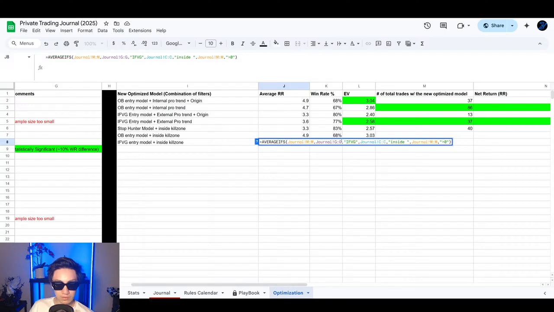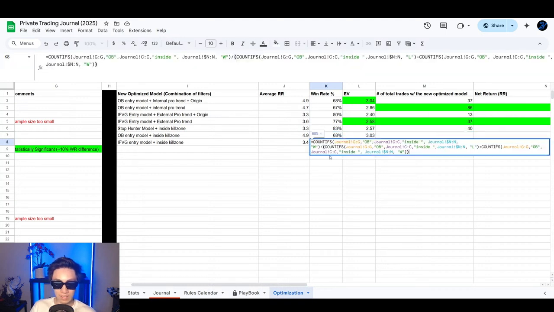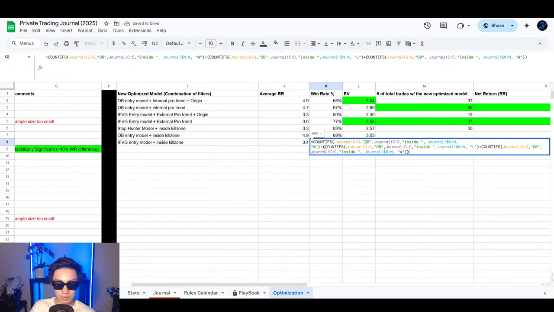Oh, I already have the IFG written here, inside kill zone. Okay, cool. We just have to do this then. Copy and paste this. Replace wherever it says OB with that. So here as well, we replace that. And we replace this here.